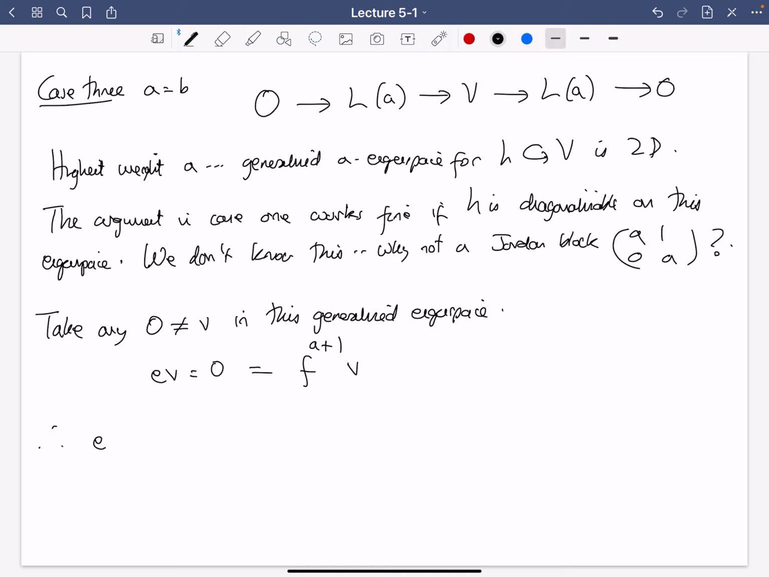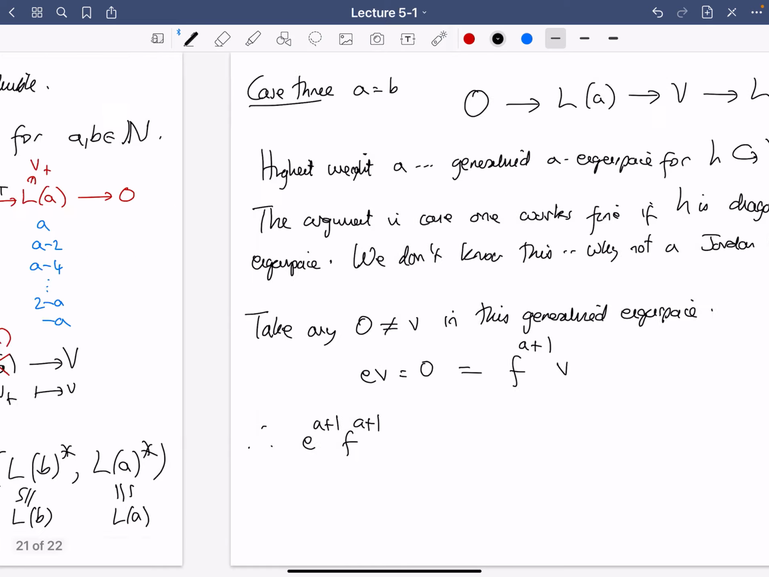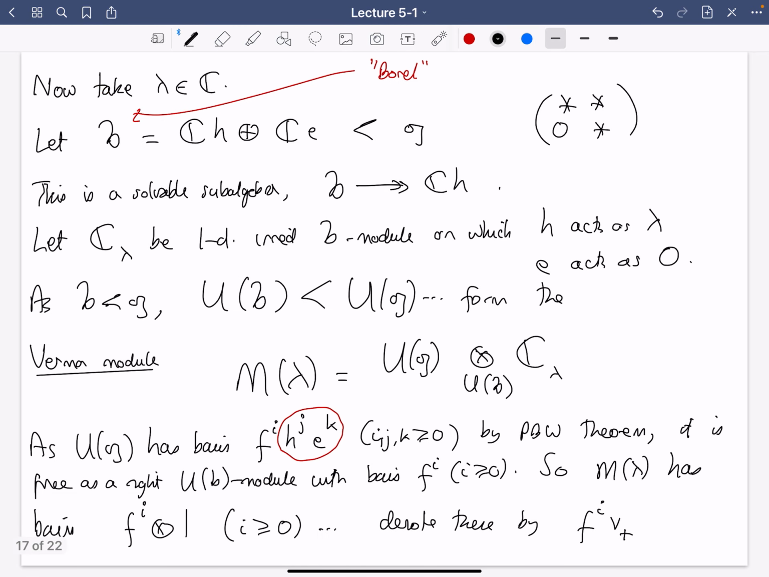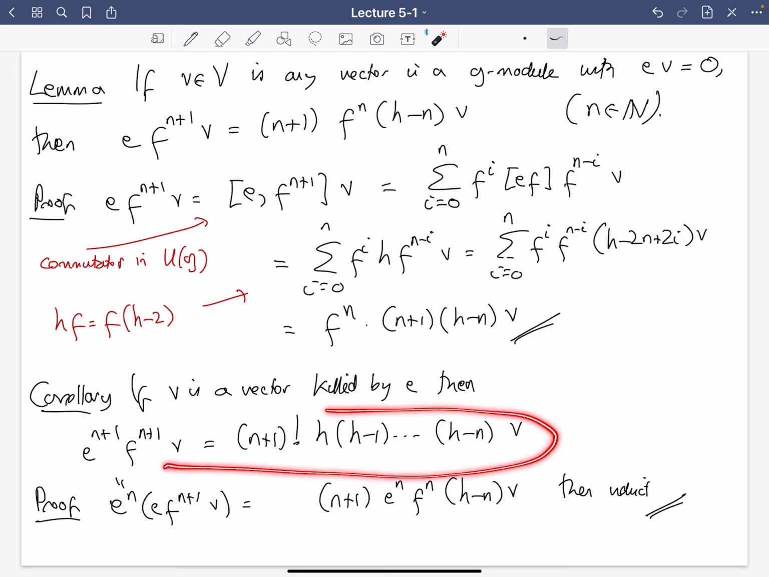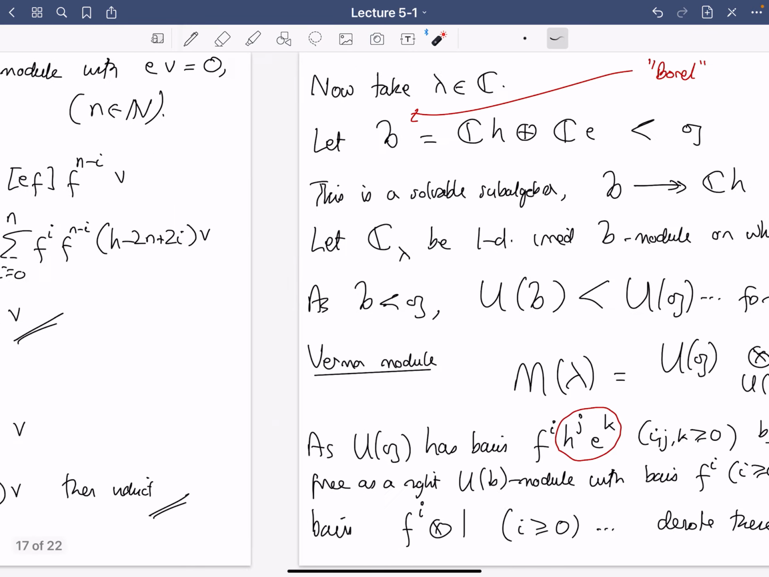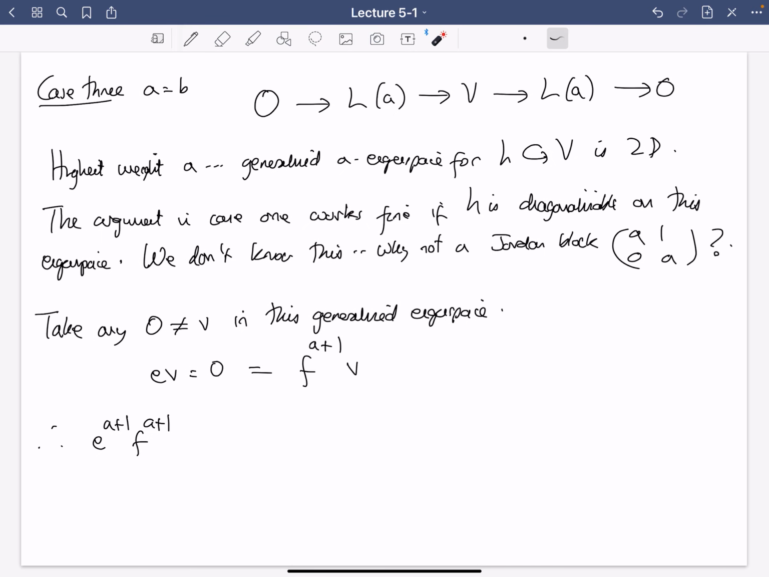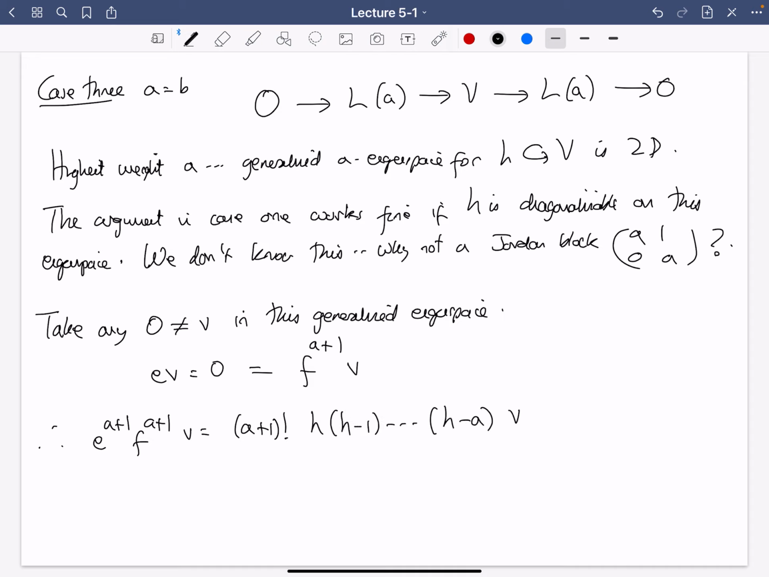But in that case, E to the A plus 1, F to the A plus 1. So now I'm using the corollary. We haven't used it yet. Let's go back and remind ourselves. I'm using this exact corollary. I've got a vector killed by E, and I'm applying E to the A plus 1, F to the A plus 1 to it. And the corollary says (A plus 1) factorial times (H minus 1)...(H minus A) applied to V. But that's 0.